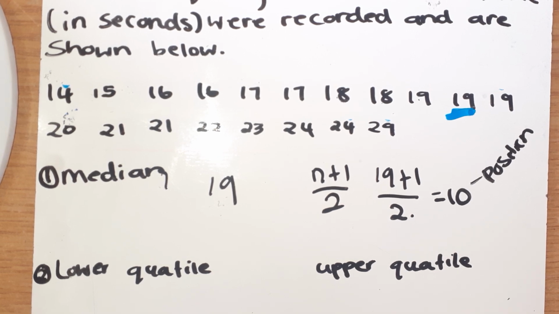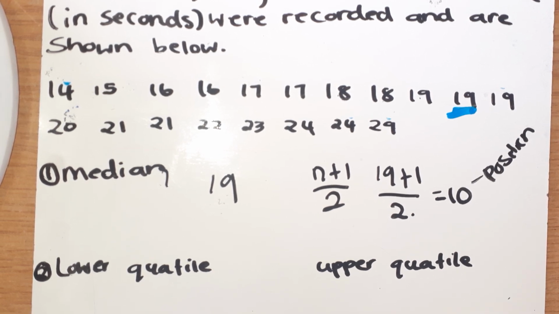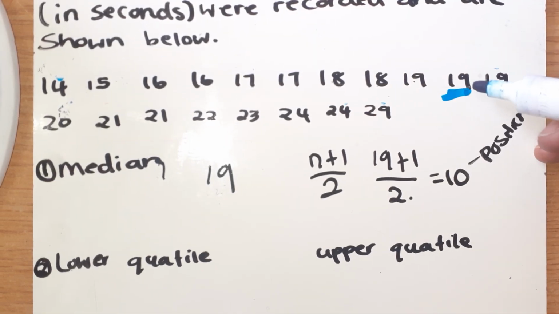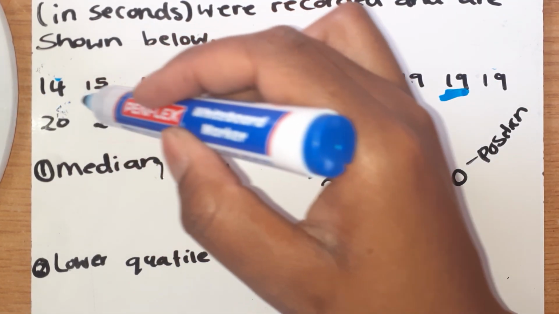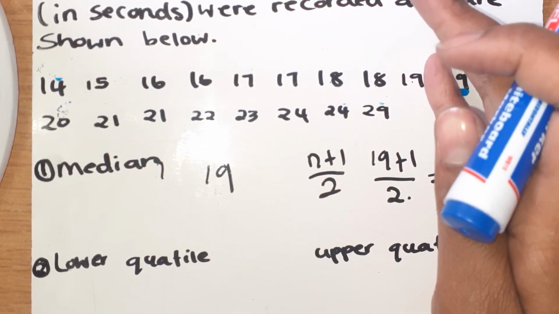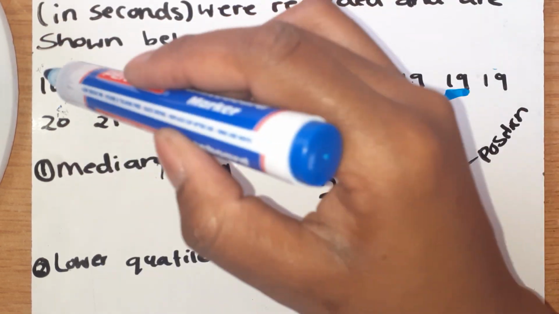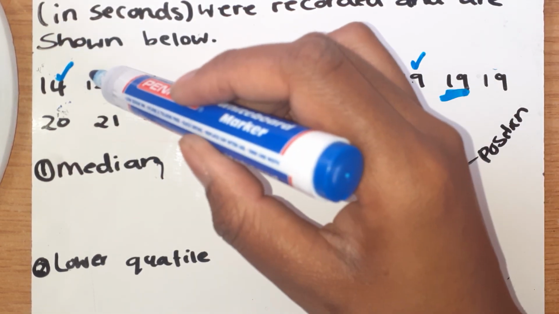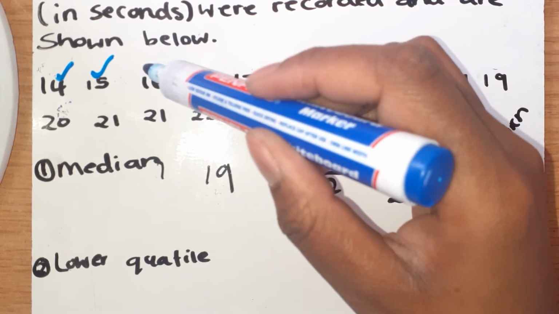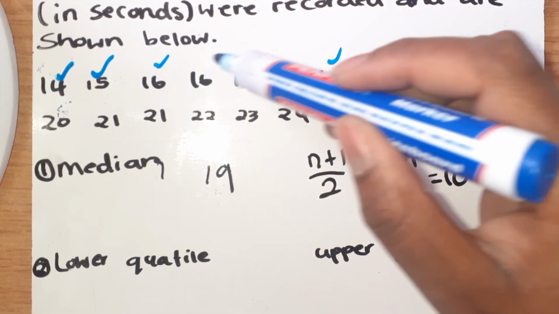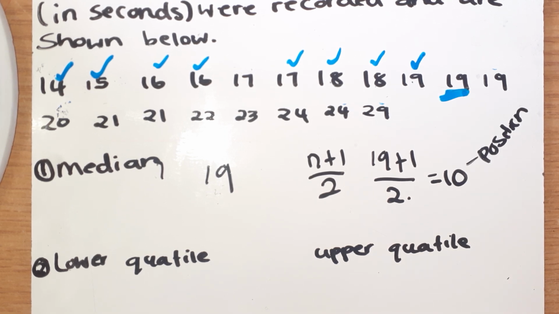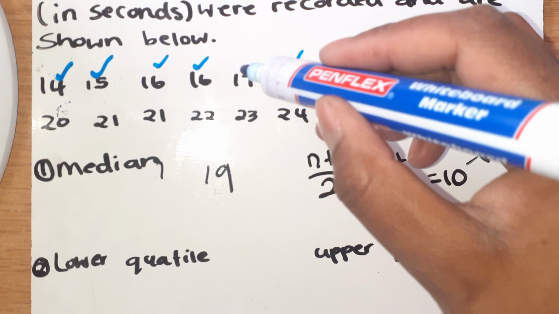All right, so we need to look at the lower quartile. So we have the half here. The lower quartile is the middle of this half. So we'll start to look for another half here. We look at which one will be in the middle. So 17 is the one that will be our lower quartile.